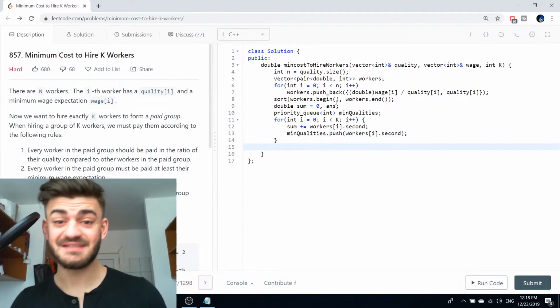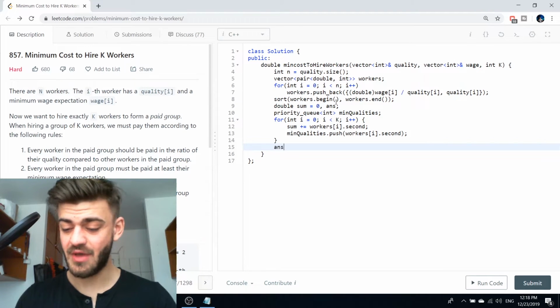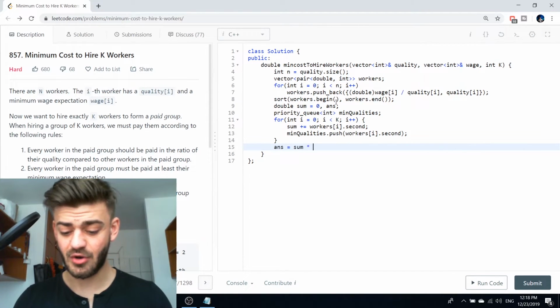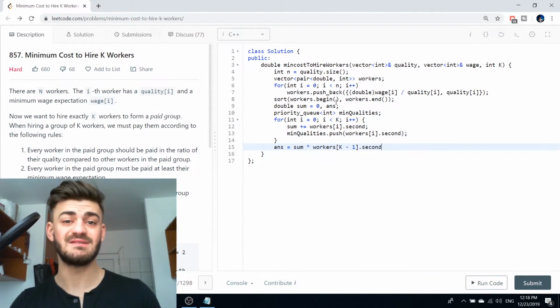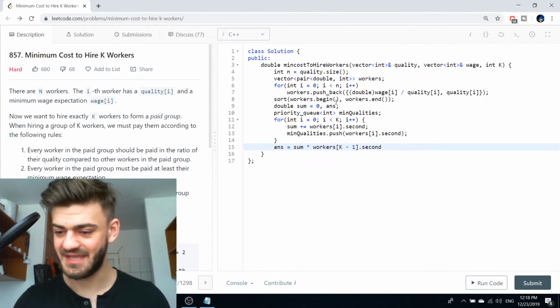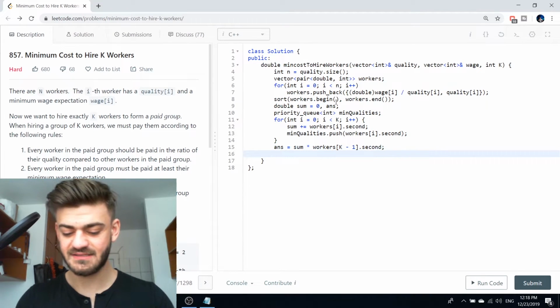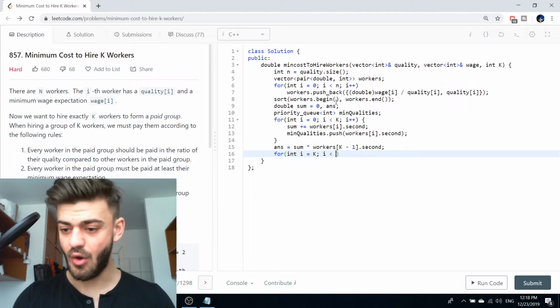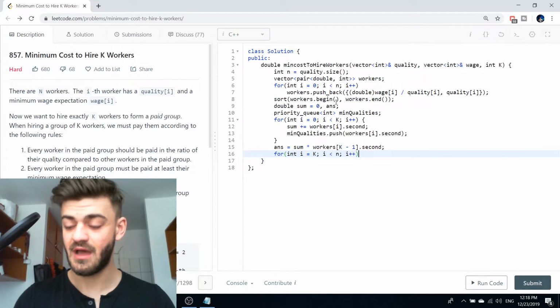Perfect. After this, let's initialize our answer. So answer is going to be equal to sum times workers of k-1 dot first, right? So it's always the sum of the qualities times that maximum x expectation. And after this, let's iterate through the other workers. So starting at position k, all the way to position n-1, i++.